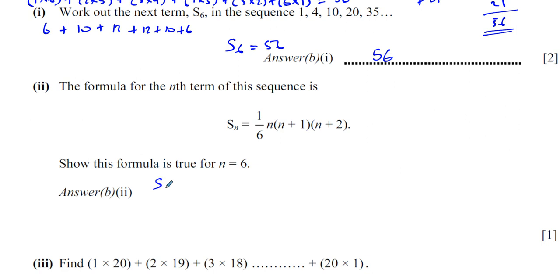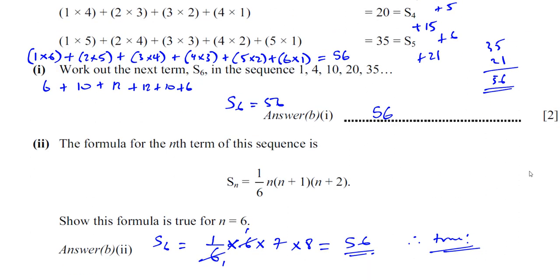So S6 is equal to 1 over 6 times 6 times 7, and then times 6 plus 2, which is 8. Okay, 6 times 7 times 8. So we're going to have 6 cancels out with 6, leaving you with 1. And 7 times 8, which you should know in your times table, is 56. So therefore, it's true.